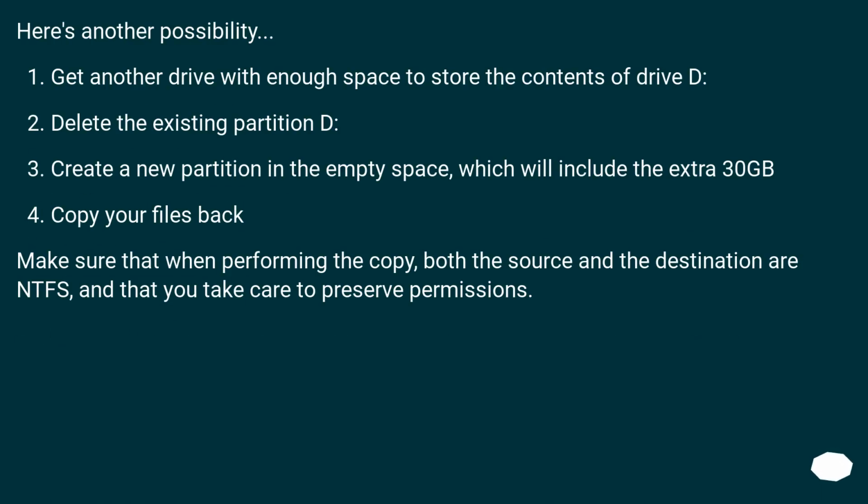Here's another possibility. Get another drive with enough space to store the contents of drive D. Delete the existing partition D. Create a new partition in the empty space, which will include the extra 30 GB. Copy your files back. Make sure that when performing the copy, both the source and the destination are NTFS, and that you take care to preserve permissions.